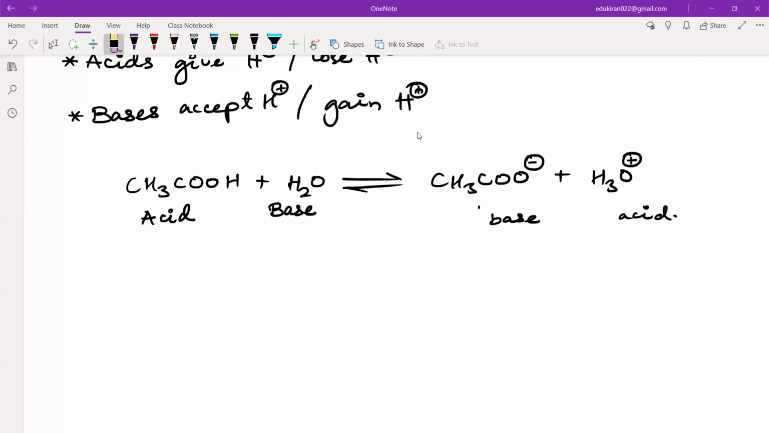So when you remove the proton from an acid, you get a base, and that base is the conjugate base of the acid from which you have removed it. This is the conjugate base, and this is the conjugate acid of H2O. Now, tell me if you have any problem in capturing this thought. No, sir. No one has any problem, right? Okay. Good.